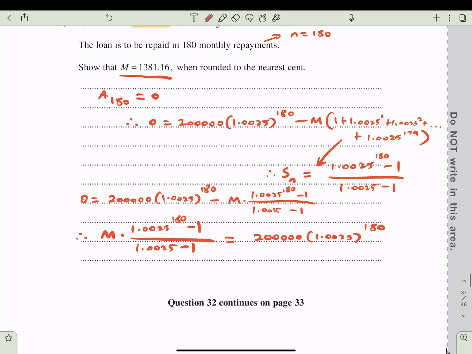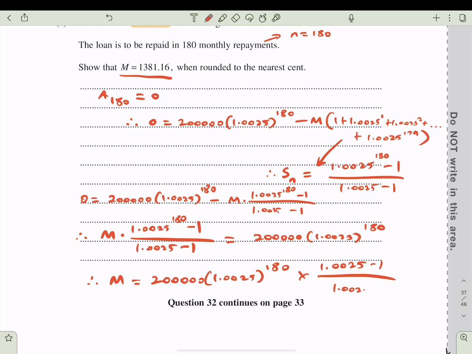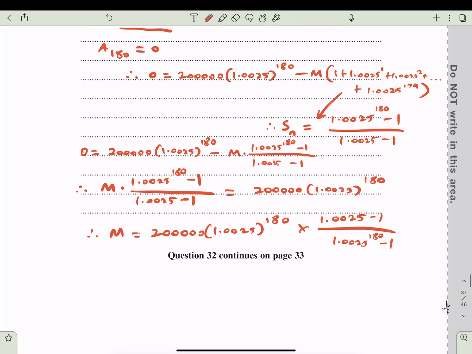And then multiplying both sides by the denominator and dividing both sides by the numerator, we therefore get that M is equal to 200,000 times 1.0025 to the power of 180 times (1.0025 minus 1) over (1.0025 to the power of 180 minus 1). Okay, now finally we can put this into our calculator, and when we do, we should get 1381.16. And that's our answer.